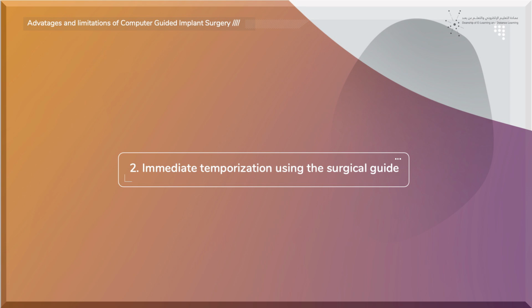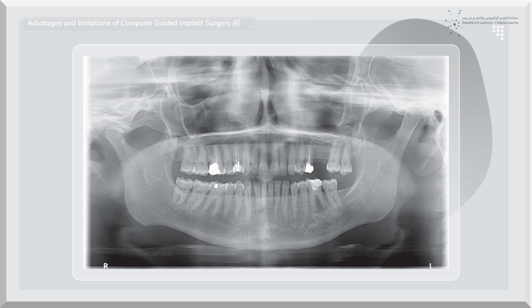Another advantage of computer-guided implant surgery is that it allows the clinician to perform immediate temporization. Immediate temporization using the surgical guide can be done in different ways. This case is demonstrating one way of doing immediate temporization.